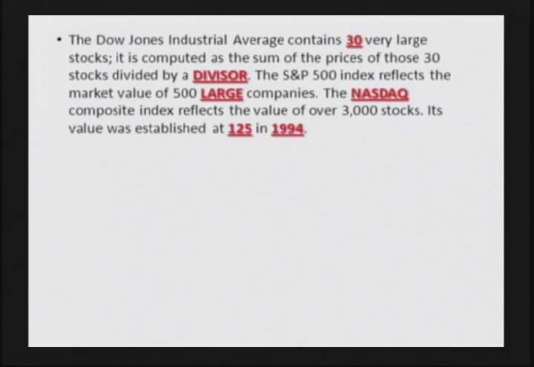The S&P 500 index reflects the market value of 500 large companies, and the NASDAQ Composite Index reflects the value of over 3,000 stocks, and that NASDAQ index was normed to a value of 125 in 1994, so you can tell percentage-wise how far it's moved since 1994 when its value was 125.